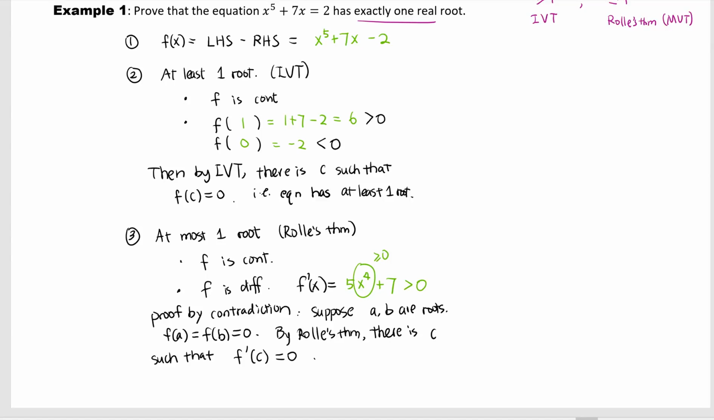But what happened? Our f prime of x is positive for all x. This is a contradiction, contradicting the fact that f prime of x is positive for all x. And because we have a contradiction, it means whatever we assumed is wrong. So we cannot assume there are two roots. That means there is at most one root.